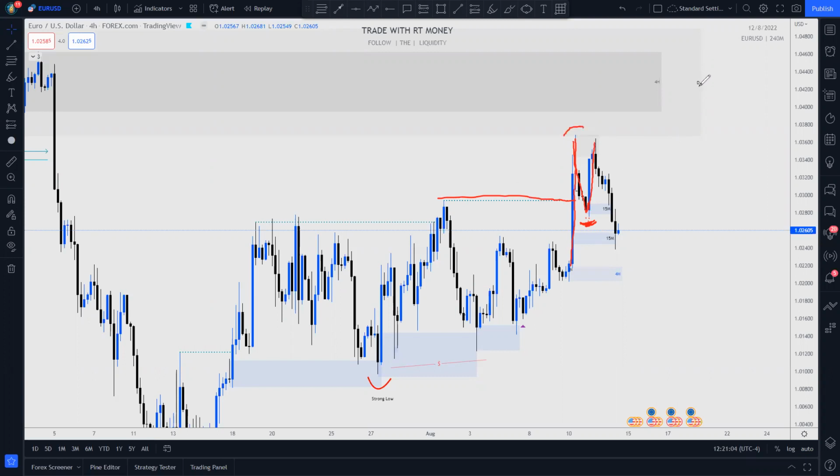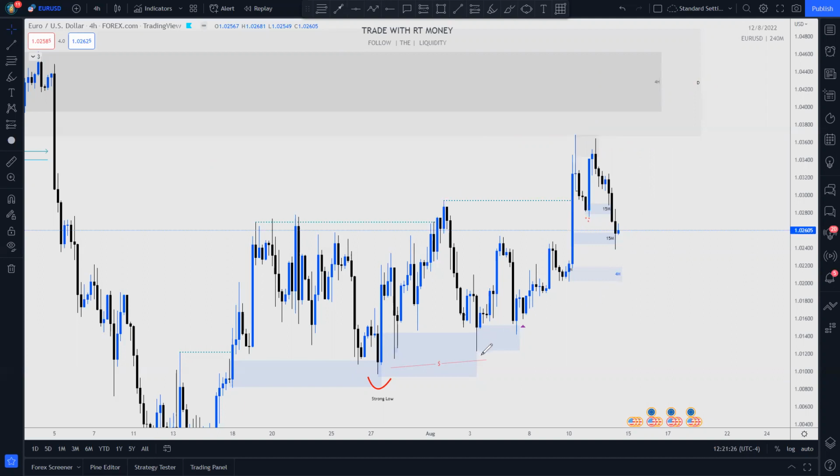We are reacting to the daily zone of supply. And we break that low. We break this internal low with an IBOS, an internal break of structure to the downside. Price comes back up to the breakout point to retest it. And I believe we should be seeing some more bearish price action in this market.